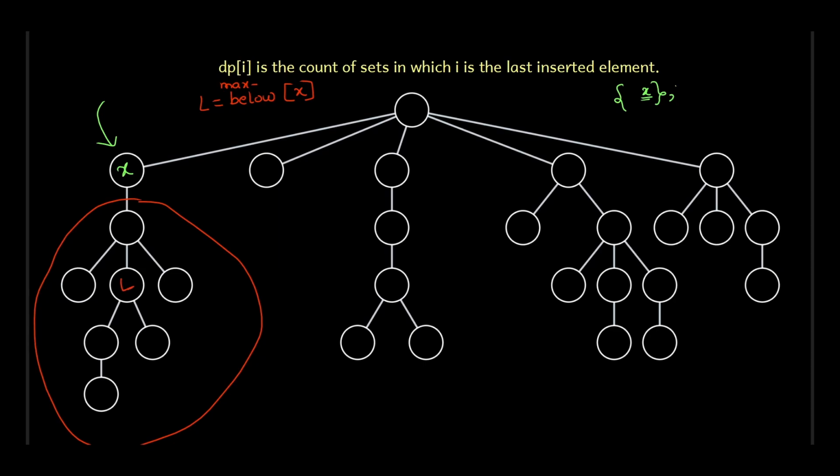Now, if this is your L, then if this element needs to enter the set, there has to exist some pivot that is strictly greater than L, but less than X, right? So in fact, let me write it as R. That would be easier to reason about. So this is R, and we want to find out max below of R. So let's locate where these numbers are present. So suppose this is L plus 1, this is L plus 2, this is L plus 3, this is L plus 4, this is L plus 5, this is L plus 6.